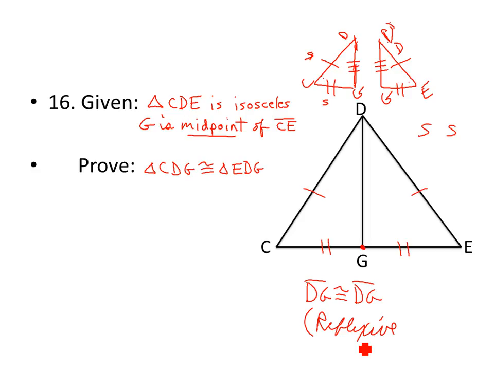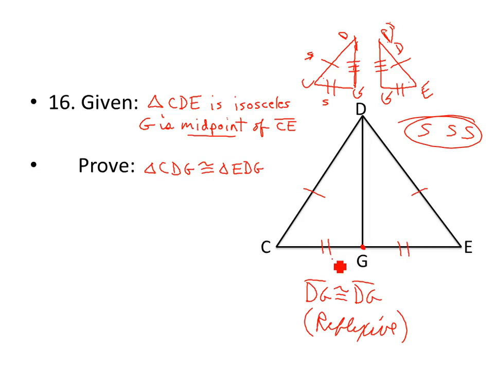All right? So we'll keep a running list of things. I'm going to look for this, I'm going to look for this. You look for reflexive property. You look for vertical angles. Those are things that they don't have to give to you, that you can just come up with. Is that enough to say these two triangles are congruent? Yes, by what? Side, side, side.